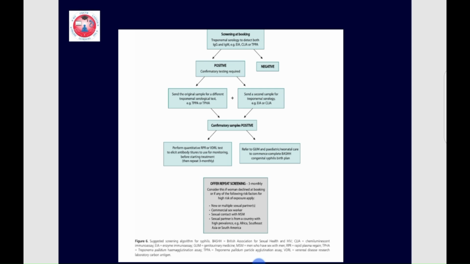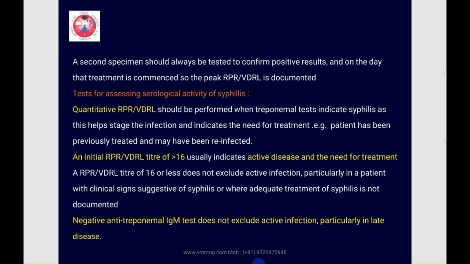Okay. So there can be a scenario that such and such a patient is from such and such category, and her initial report may be given as negative. Then what we will do, we will carry out subsequent screening after 3 months. Okay. So now we have seen, once the primary screening is positive, a second specimen should always be tested to confirm the positive results, and on the day treatment is commenced, we find out the RPR or VDRL titers.